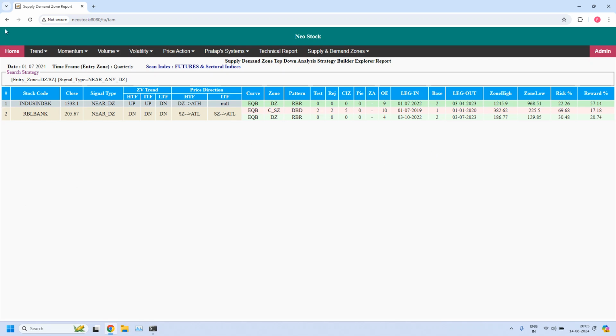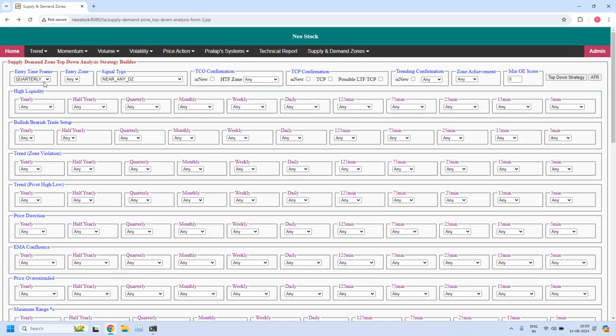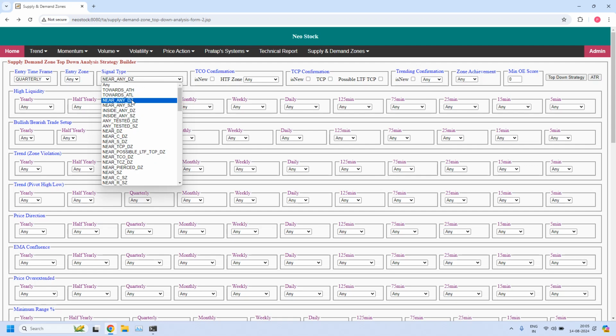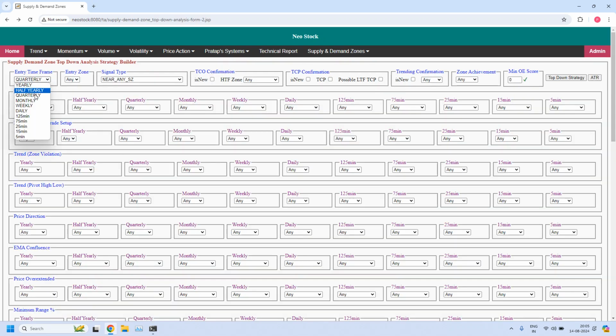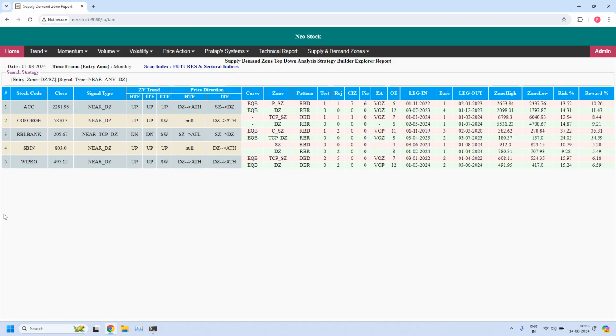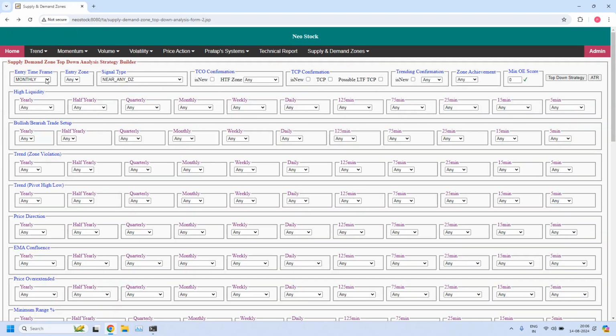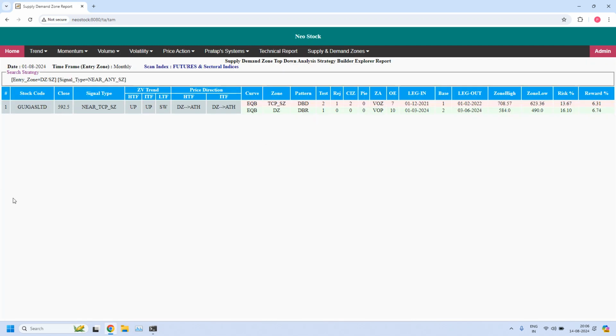Okay, now let's proceed further with the next report. For the quarterly time frame, let us find the stocks near the quarterly supply zone. Three stocks are filtered. The next time frame is the monthly time frame. Let us find the stocks near the monthly demand zone. Five stocks are near the monthly demand zone. And the next report, monthly time frame, let us find the stocks near the monthly supply zone. Only one stock is filtered near the monthly supply zone.